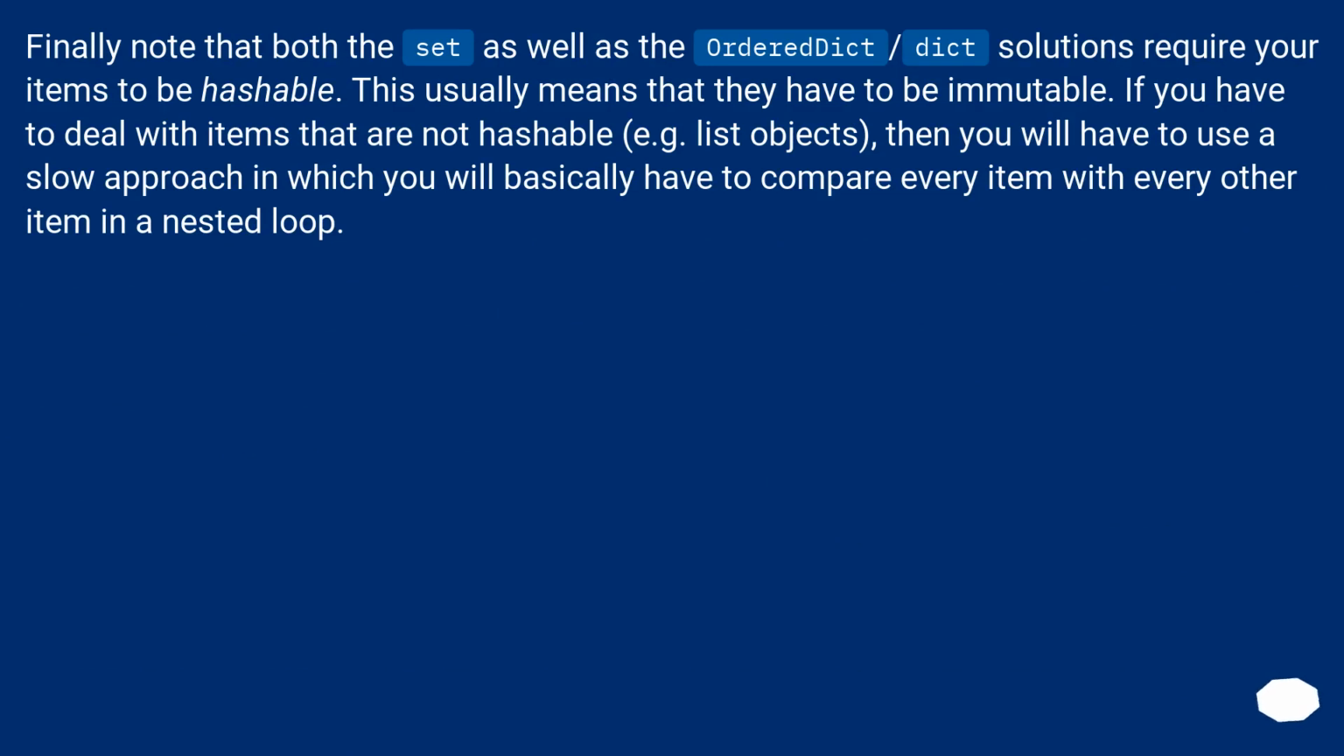Finally, note that both the set as well as the OrderedDict/dict solutions require your items to be hashable. This usually means that they have to be immutable. If you have to deal with items that are not hashable, for example list objects, then you will have to use a slow approach in which you will basically have to compare every item with every other item in a nested loop.